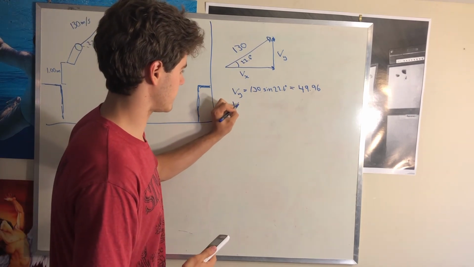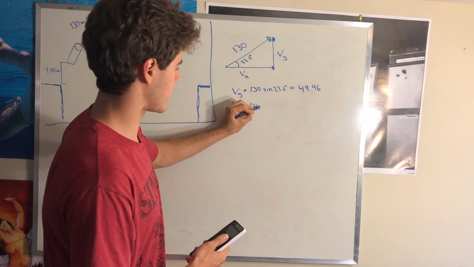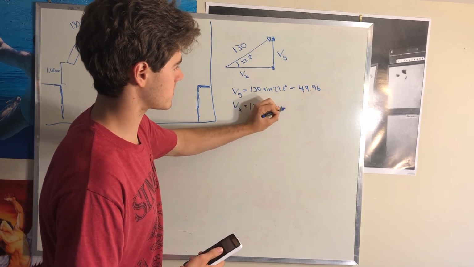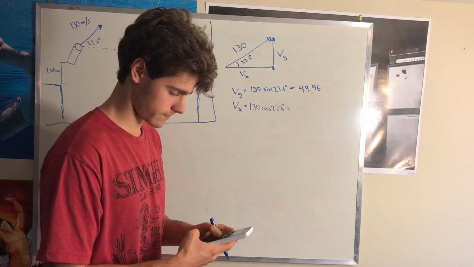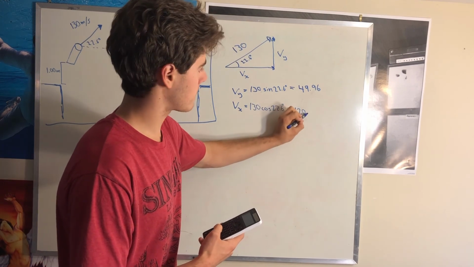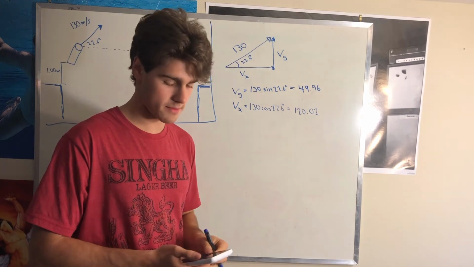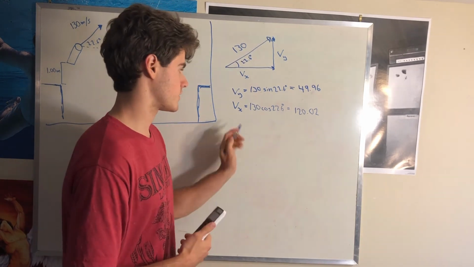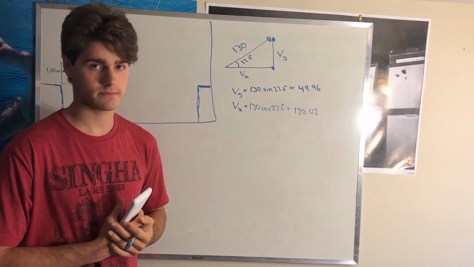Okay, similar idea with v of x. We're going to have 130, but this time times the cos of 22.6, and that will give us 120.02. And again, we would report this just as 120 meters per second, but I'm going to keep the extra 0.02 for future calculations. So these would be the components of the initial velocity.